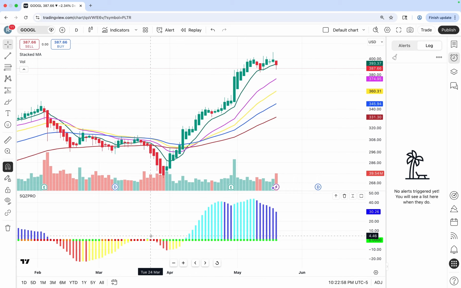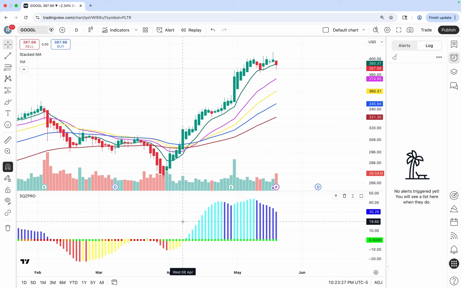So while you see all of these orange and red and sometimes yellow dots, that means that Google is building up energy, and you see it's not really doing much when you have these dots, but then when you get this first green dot, it starts to take off and run up because the squeeze has fired.